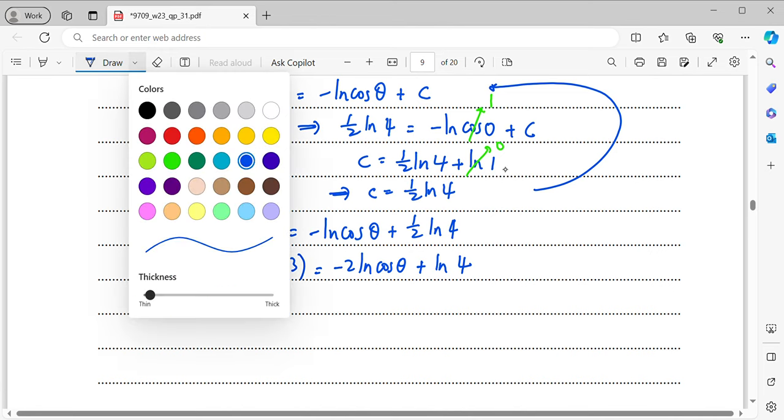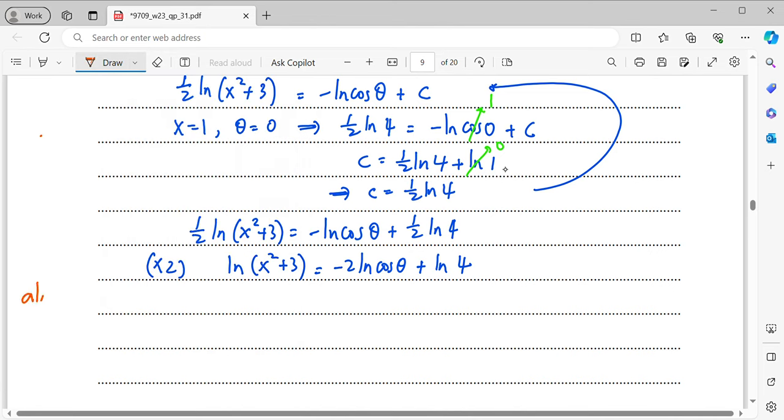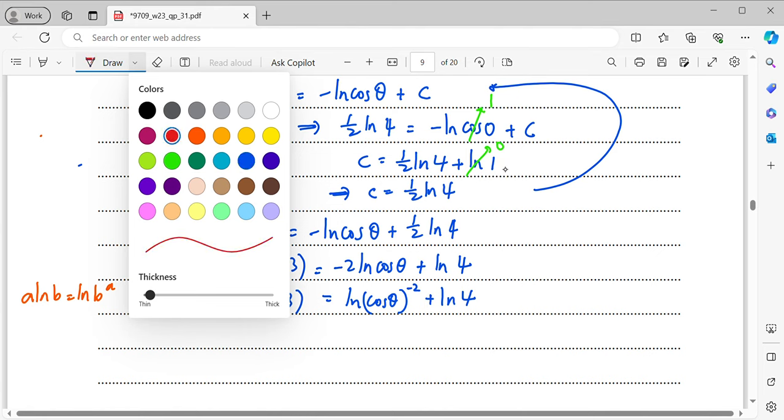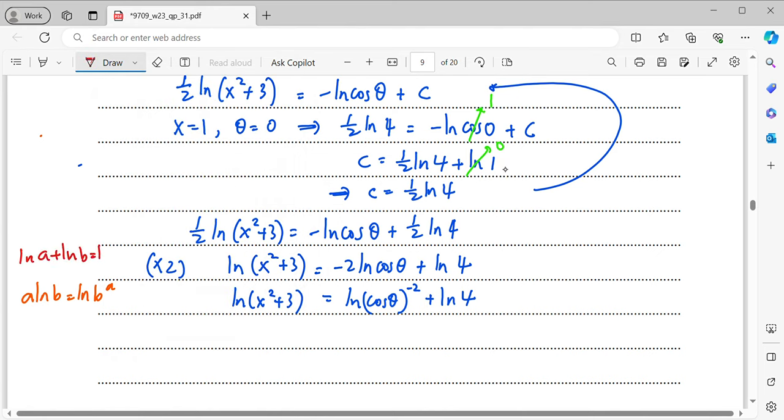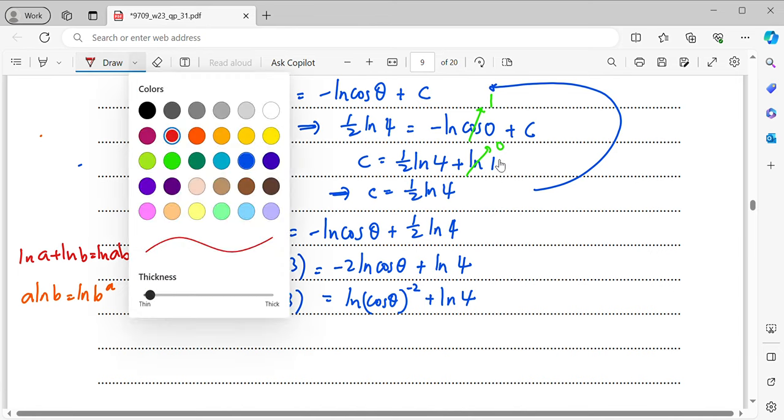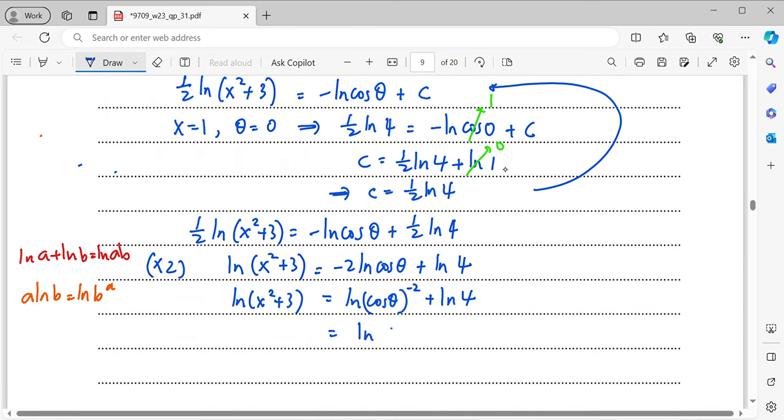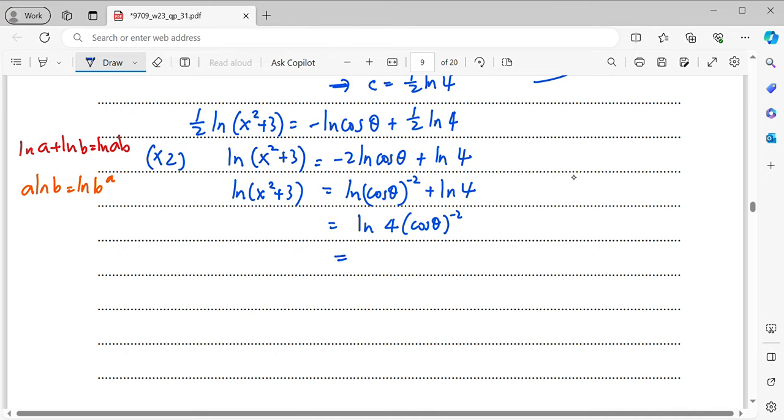So again, just now we have a formula. It is a ln b equals to ln b to the power of a. Therefore, I will have to write the first term on the right side is going to be ln cos theta to the power of negative 2, then plus ln 4. And then for the right side, I will combine the two ln. So ln a plus ln b is ln ab. Therefore, this is going to be ln 4 cos theta to the power of negative 2. So this power negative 2 is basically 4 over cos squared theta.